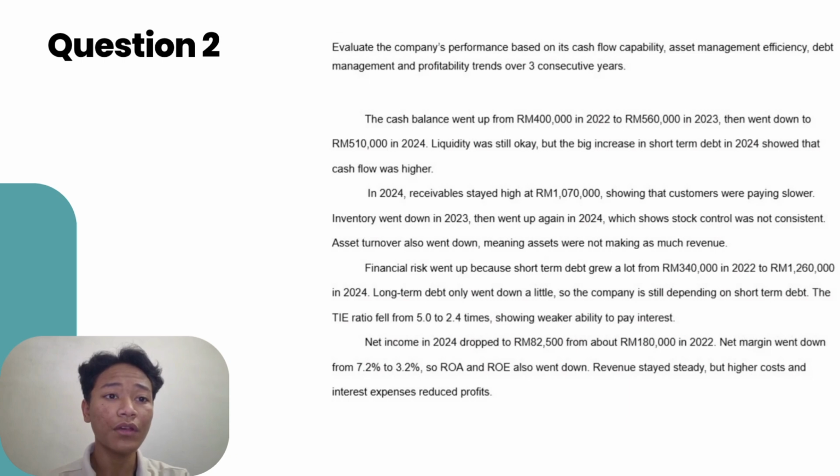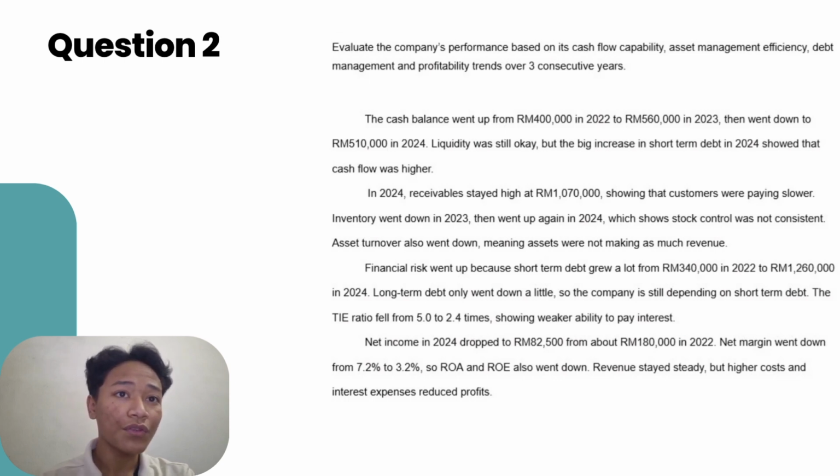Question 2. Let's evaluate the company's performance based on its cash flow capability, asset management efficiency, debt management, and profitability trends over 3 consecutive years. The cash balance went up from RM 400,000 in 2022 to RM 560,000 in 2023. Then it went down to RM 510,000 in 2024. The liquidity was still okay, but the big difference in short-term debt in 2024 shows that the cash flow was higher.